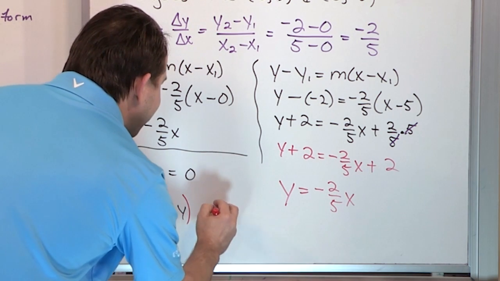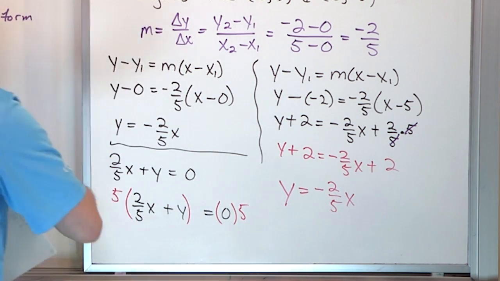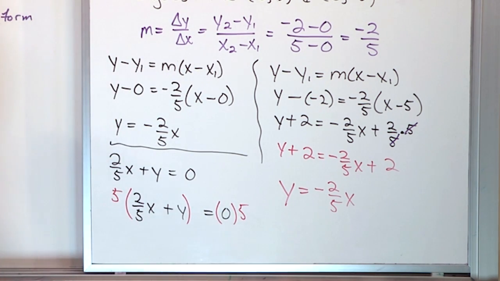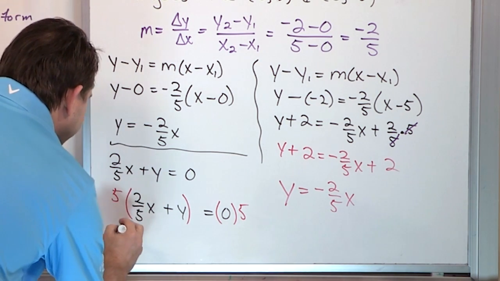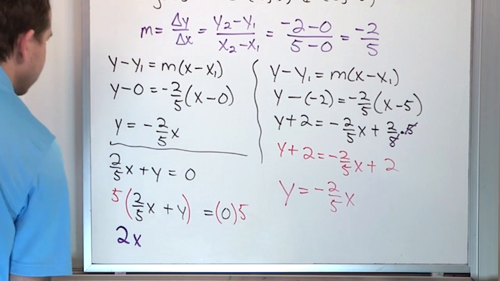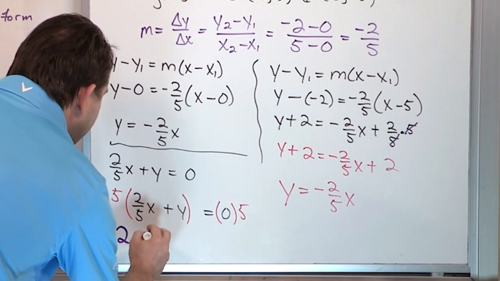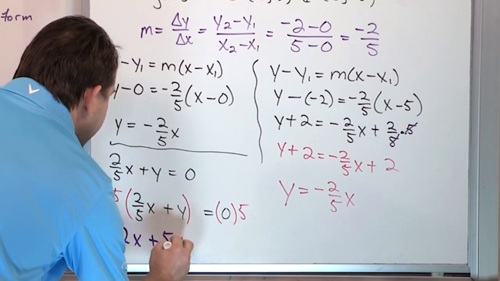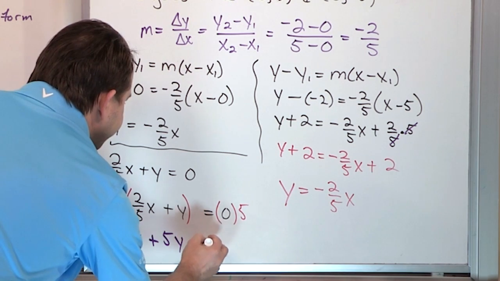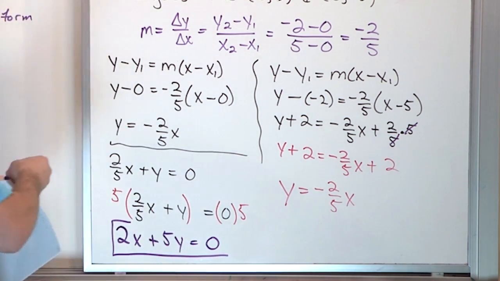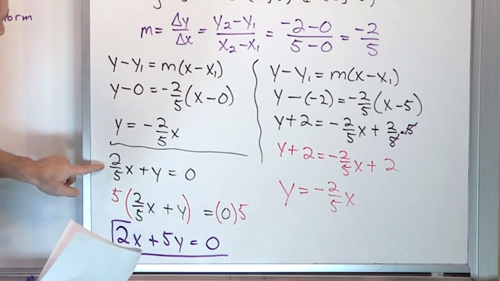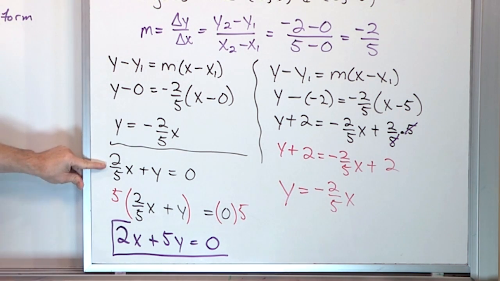But if I multiply by 5 on the left, I have to multiply by 5 on the right. So when I multiply the 5 by this term, the 5's will cancel and I'll just have 2x left over. When I multiply the 5 by y, I'll have 5y. And on the right, it's still going to be 0. Now it turns out that this is a standard form equation of a line, and it just looks a little bit prettier than this one. This is also a standard form equation of a line as well.